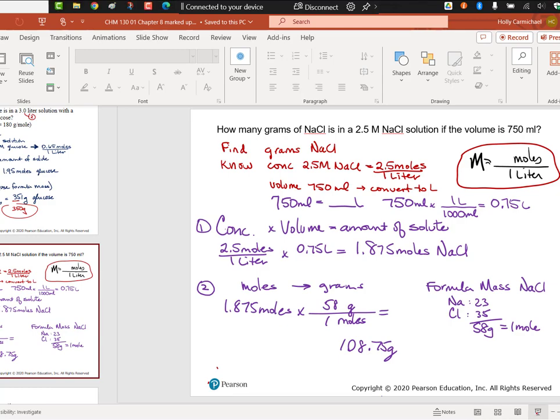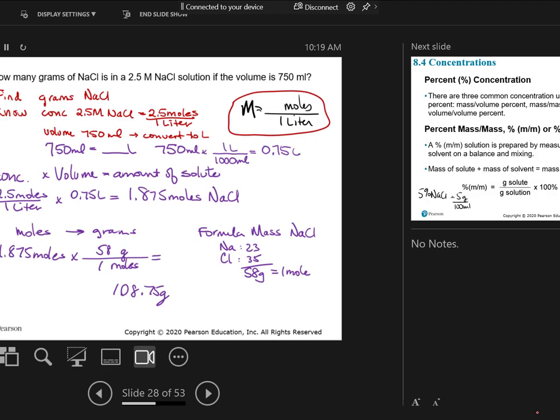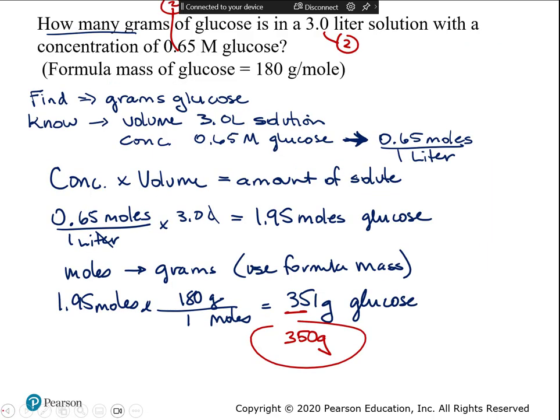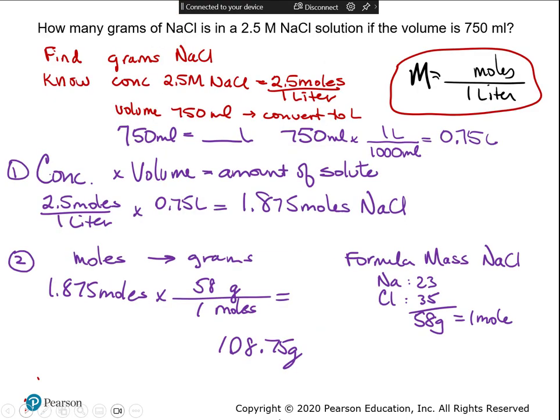All right. So in this one, just like the previous one, right? The goal is to find grams of glucose. You know the volume, you know the concentration. So it's exactly the same here. I want to find grams of sodium chloride. I know the volume, I know the concentration. But my volume is 750 mils. So I have to convert that to liters because my concentration is moles per liter. So my volume has to be in liters as well.